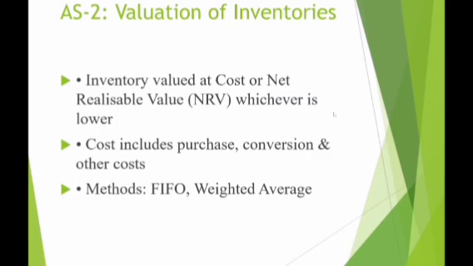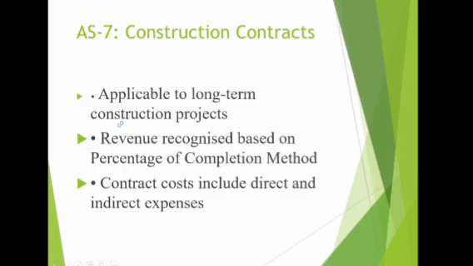AS 2, valuation of inventories. Inventory is valued at cost or net realizable value, NRV, whichever is lower. Cost includes purchase, conversion, and other costs, with methods like FIFO and weighted average. Construction contracts apply to long-term construction projects. Revenue is recognized based on the percentage of completion method. Contract cost includes direct and indirect expenses.